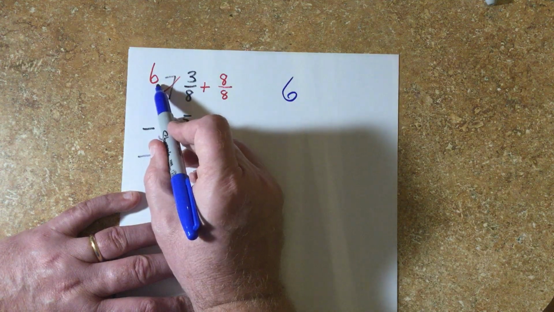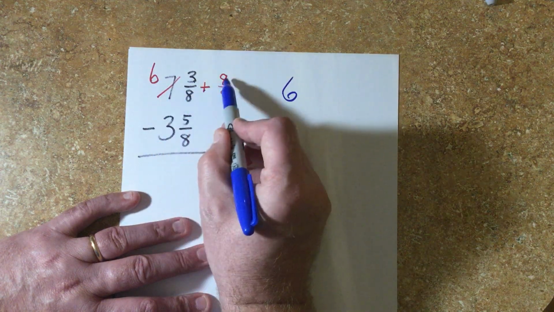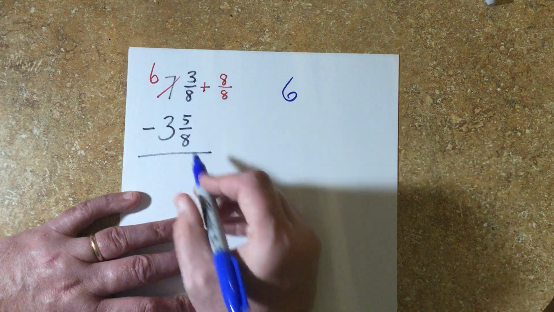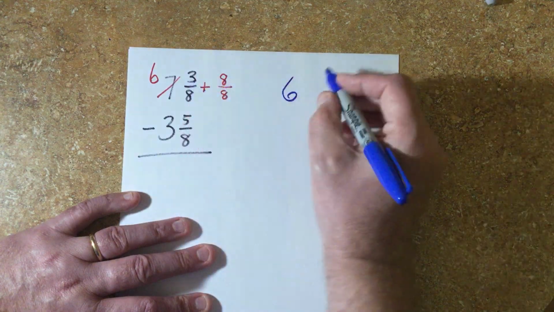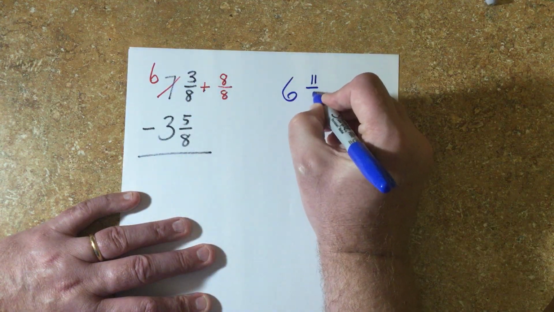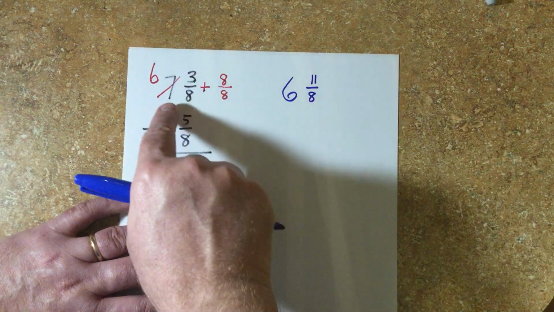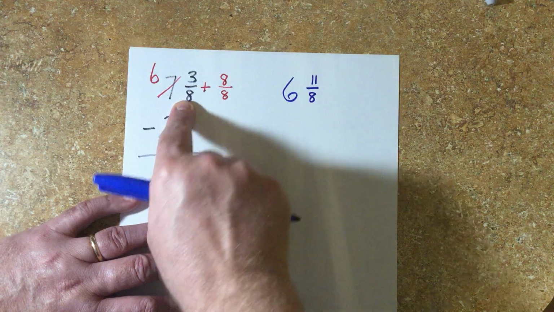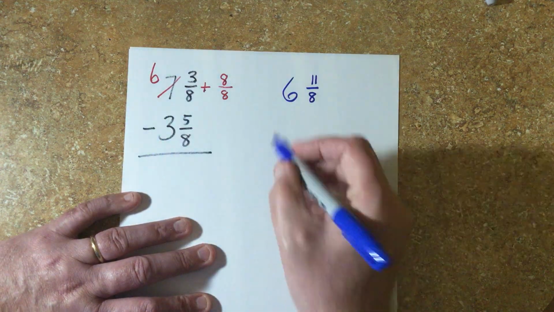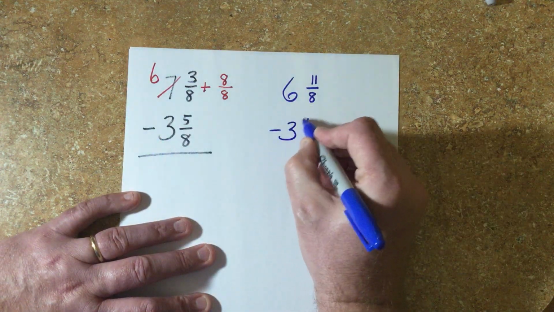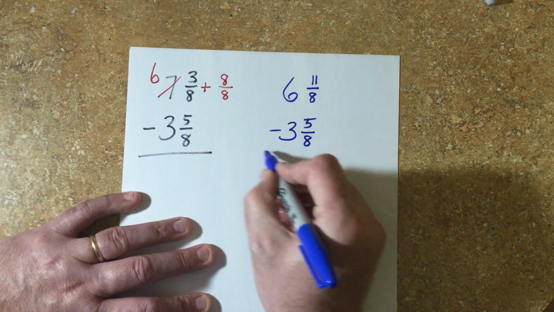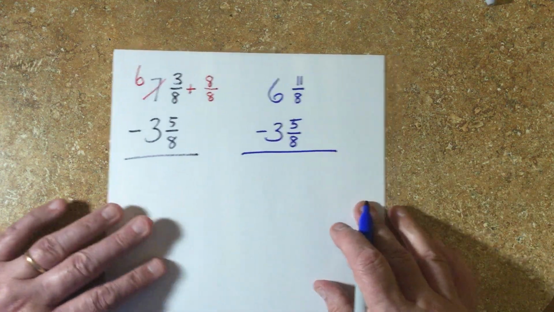So I have 6 as my whole, 3/8 plus 8/8. Notice I put that addition sign there. Well, 3 plus 8 is 11. So that would be 6 and 11/8. So I've renamed 7 and 3/8 as 6 and 11/8. And I'm going to take away the same thing here, 3 and 5/8. All right.